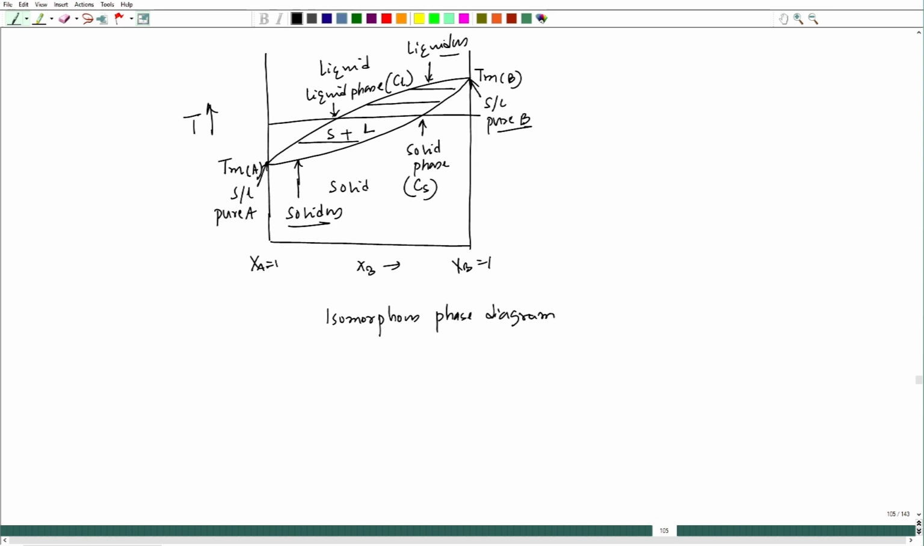Fine. So we will continue our discussion on this isomorphous phase diagram. We will try to find the fraction of phases if I take a composition and temperature falling within the two-phase zone. Okay. Till then, thank you very much.